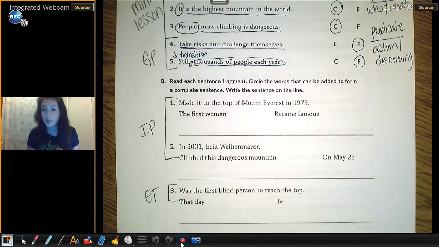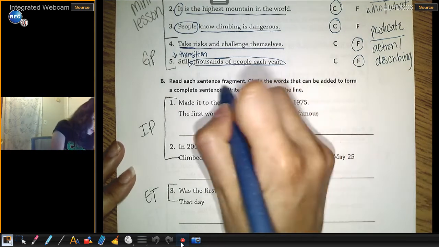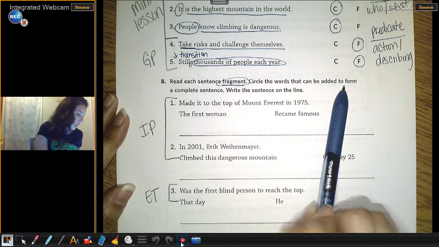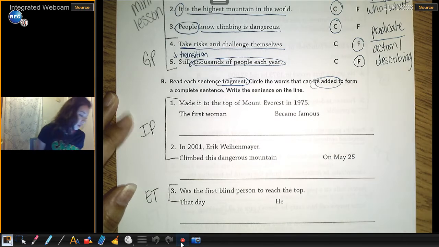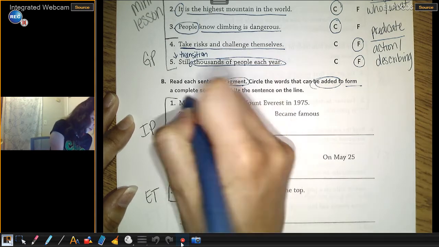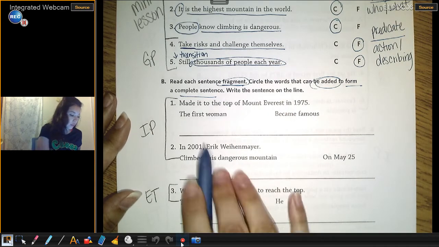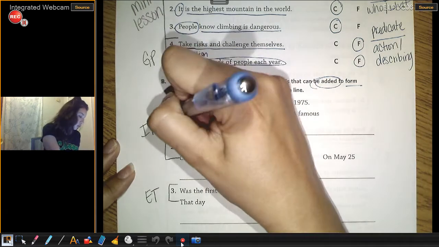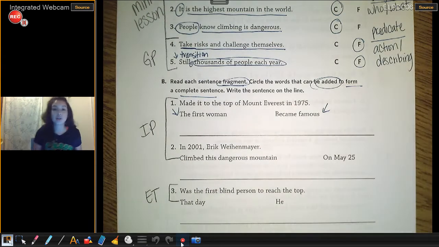Today is a very short lesson again. That's okay. It is an important lesson. We do need to know what fragments are, and we need to make sure we are able to recognize them, okay? So it says circle the words that can be added that's important to form a complete sentence. Then you write it on the line. So it's basically you're choosing. Choose this or choose that. You're not choosing both, so don't get confused with that.